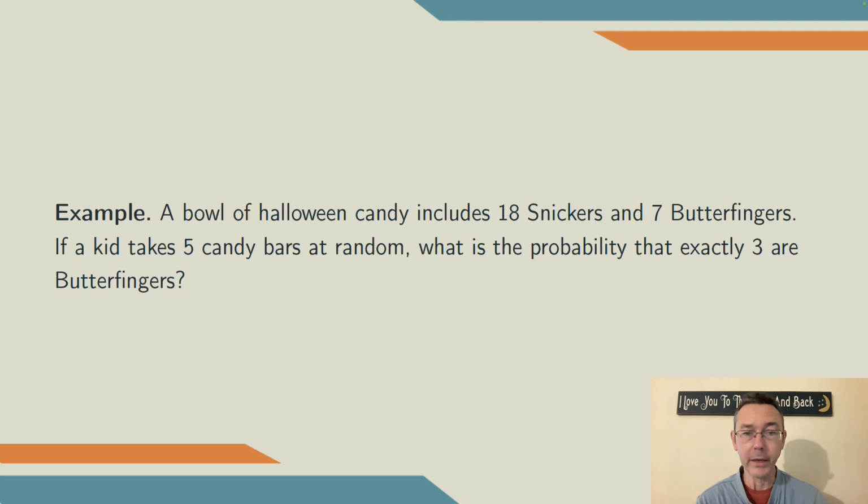A bowl of Halloween candy includes 18 Snickers bars and 7 Butterfingers. A kid's going to take 5 candy bars at random. We'd like to know the probability that exactly 3 are Butterfingers. So obviously here we're doing sampling without replacement, and there are exactly 2 possible outcomes from each sample. You can either get a success, which is to say a Butterfinger, or a failure, which for this kid is a Snickers.